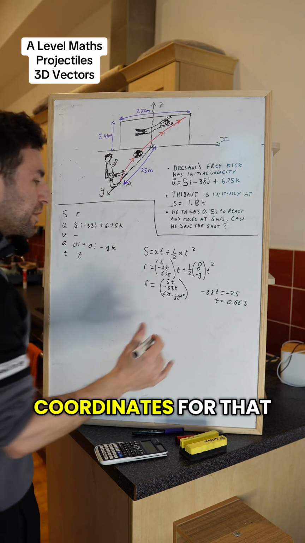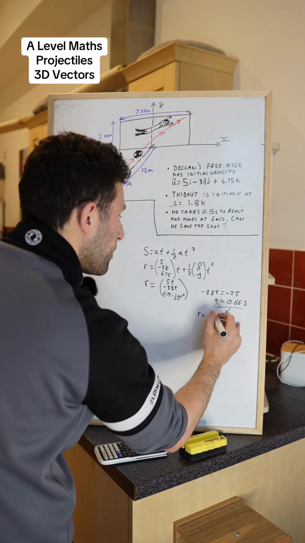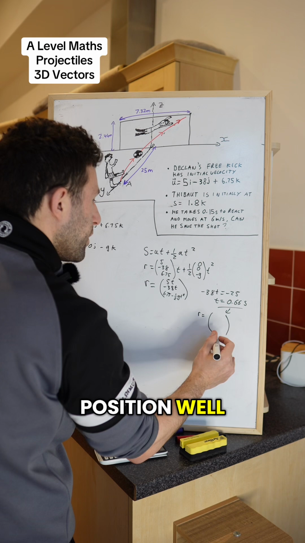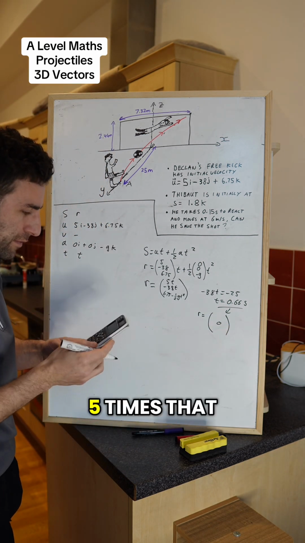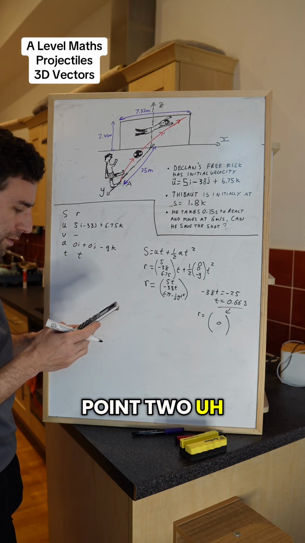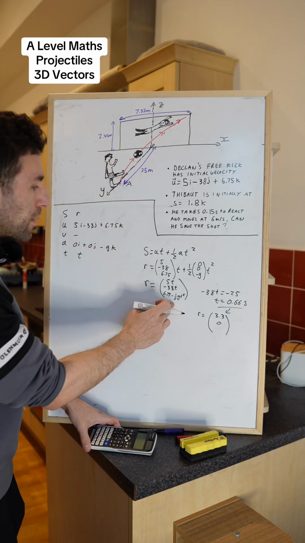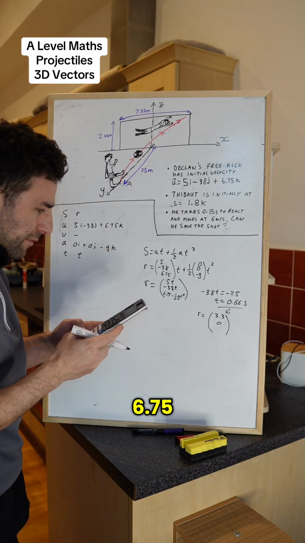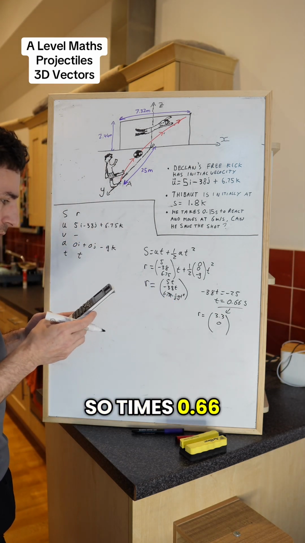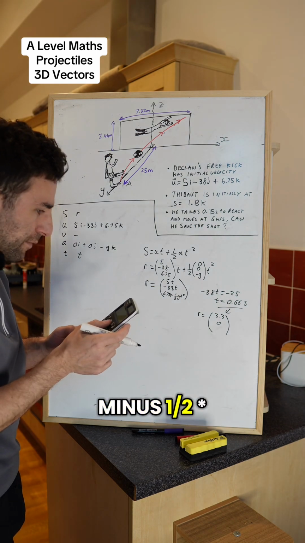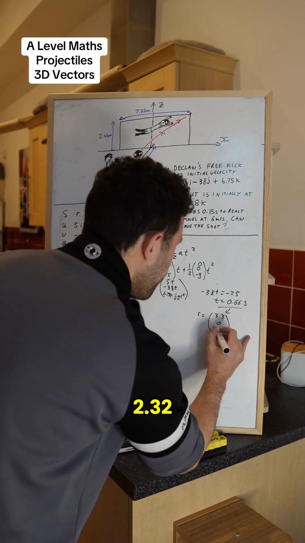Let's get the x and z coordinates for that then. So overall, at this time, what is the position? Well, the y coordinate we know already should be 0. x will be 5 times that then, right? 5 times 0.66, otherwise known as 3.3. What about z? 6.75, there should be a t here. So times 0.66 minus a half times 9.8 times 0.66 squared, 2.32.